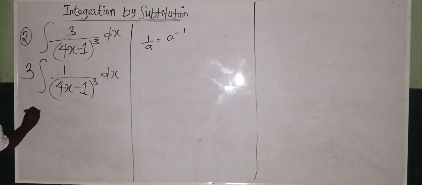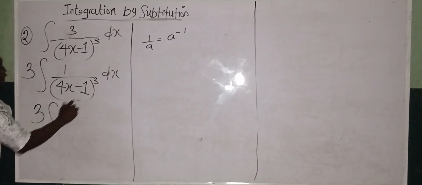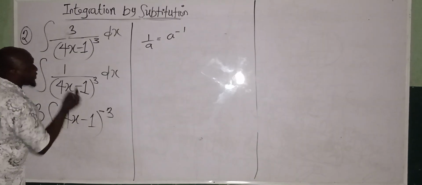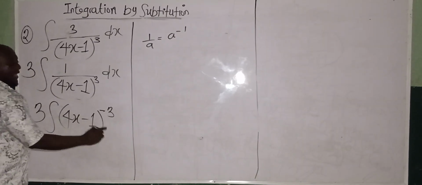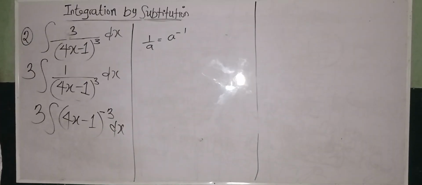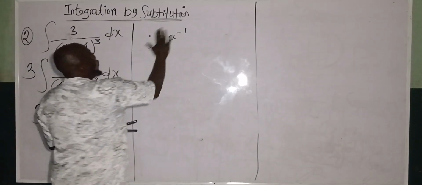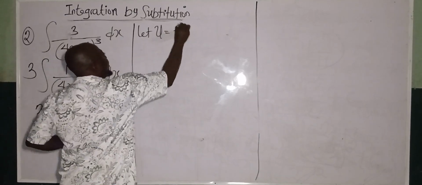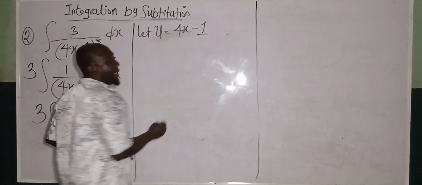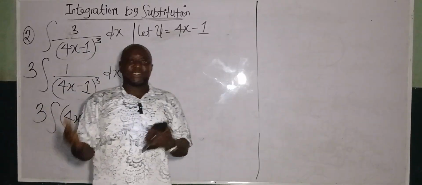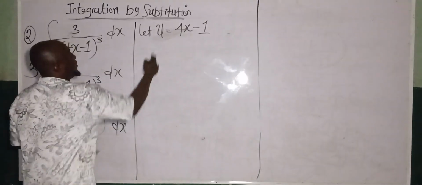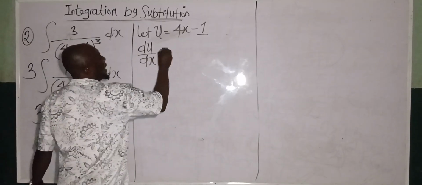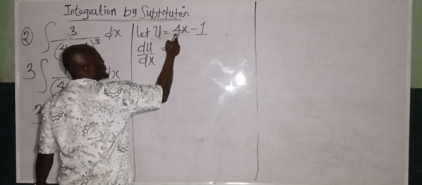So from this point, I will now have 3 times the integral of (4x minus 1) raised to the power of minus 3, dx. From this point, what do we know to do? We can now say let our u be 4x minus 1. Remember, the next step is to make dx the subject of the formula. So next, I will differentiate this with respect to x. So I will now have only 4, because this is power 1, just pick 4 alone.